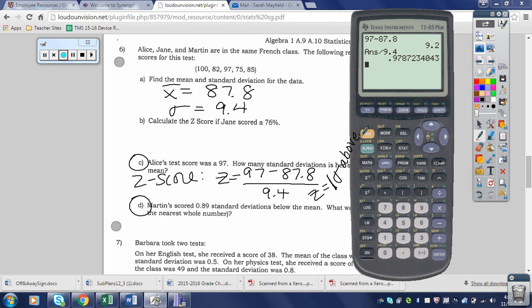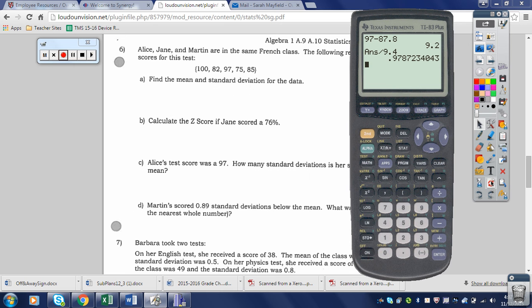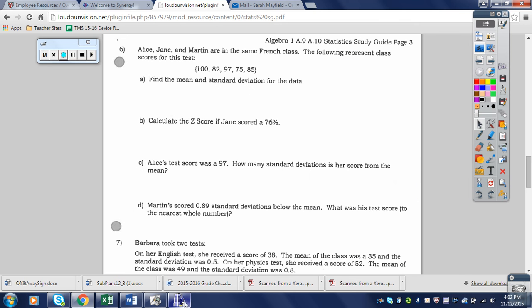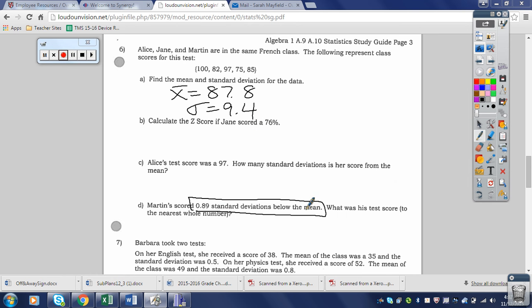Let's now minimize this here. All right. Now let's look at Martin's score here. Let me put this back up. So it says Martin scored 0.89 standard deviations below the mean. Since this is below the mean, 0.89 should really be negative 0.89. What is this test score to the nearest whole number? When I'm looking for his test score, that means I'm looking for x. 0.89 standard deviations below the mean calculates his z-score. So his z-score was negative 0.89.